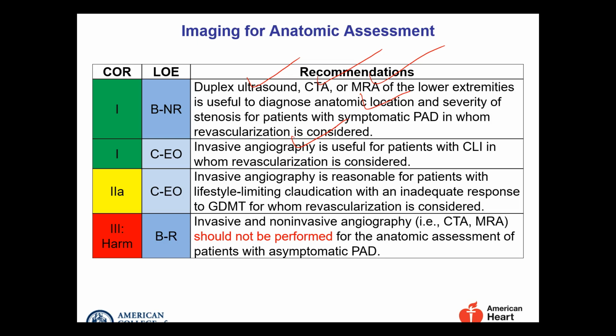Again, you're going to be referred to vascular surgeons by this point, but just so you know that this stuff is what is done. You don't have to know this part for testing purposes, but you do need to know your steps and when you would refer. And obviously, if people are having lifestyle limiting claudication, that's definitely someone that you would consider revascularization on. But invasive and non-invasive angiography, such as your CTA and MRI, should not be performed with asymptomatic PAD. So just remember that if they're not having symptoms, then there's no reason to get a screening for that.